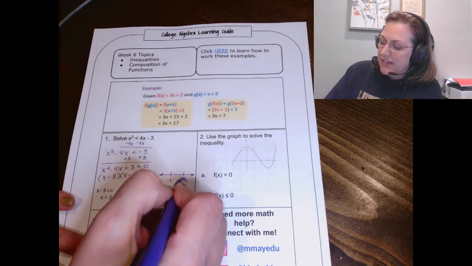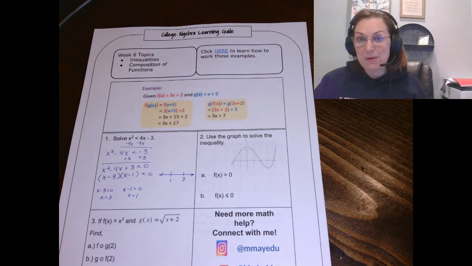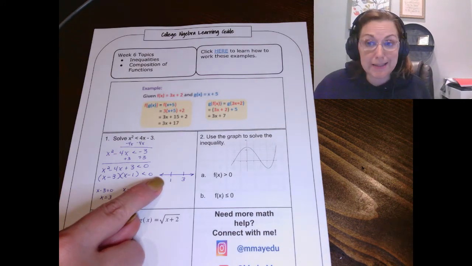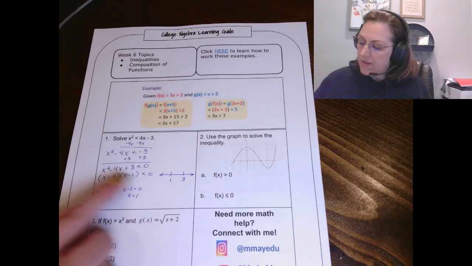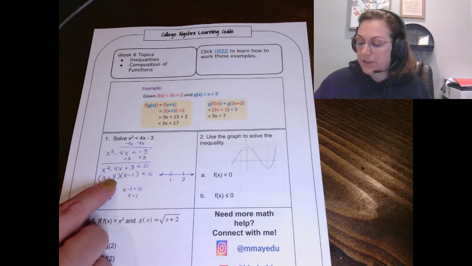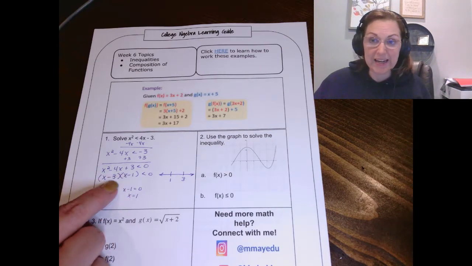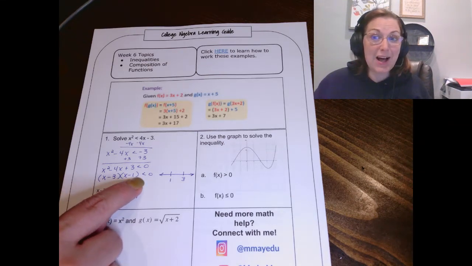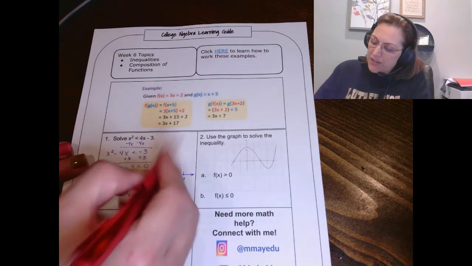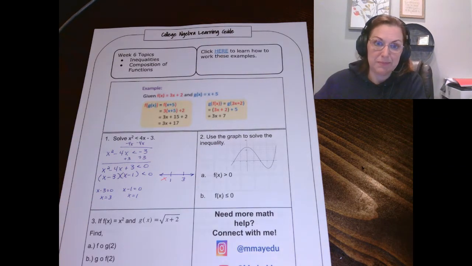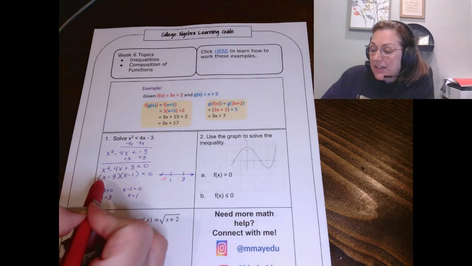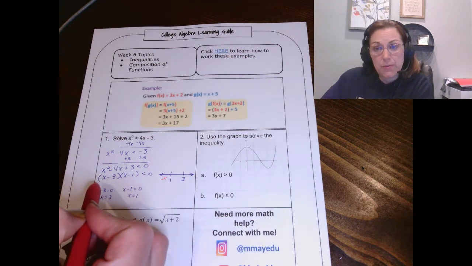We are going to test an interval. Okay. What do I mean by that? I'm going to choose a value on this side of 1, like easy, 0. Then I'm going to put in 0 for x. 0 minus 3 is negative 3. 0 minus 1, negative 1. Negative 3 times negative 1 is positive 3. That is not less than 0. So I know this interval here is not part of the solution. I'm testing the interval to see if it makes this inequality true.